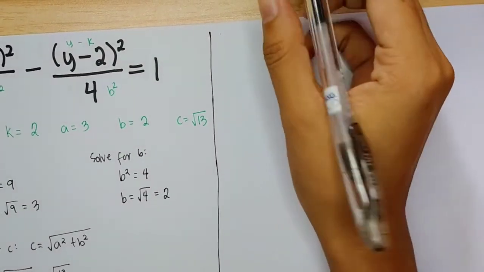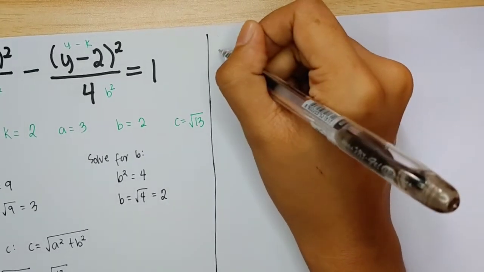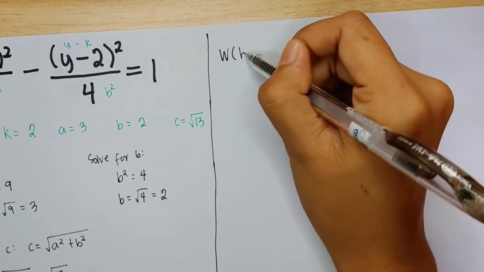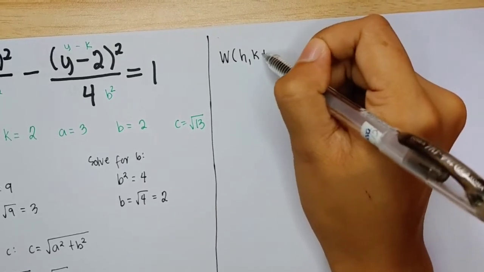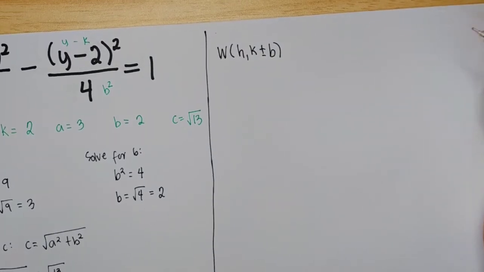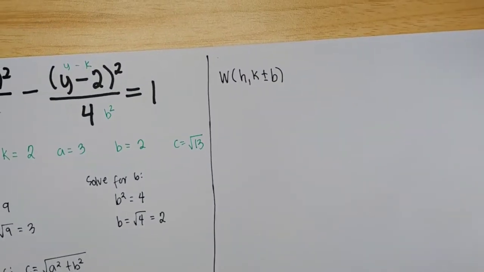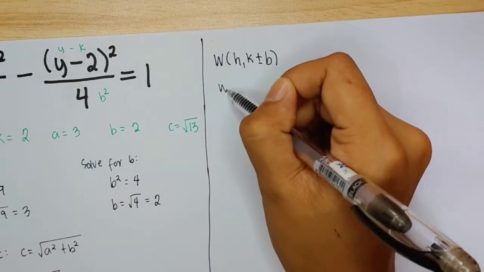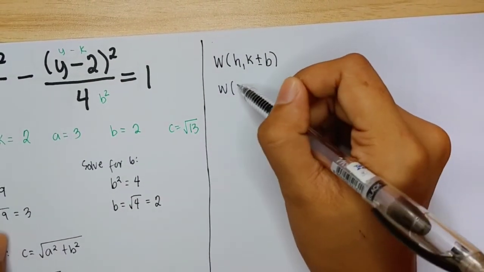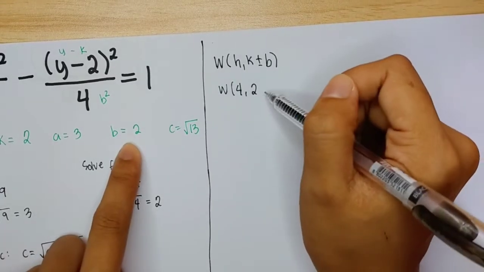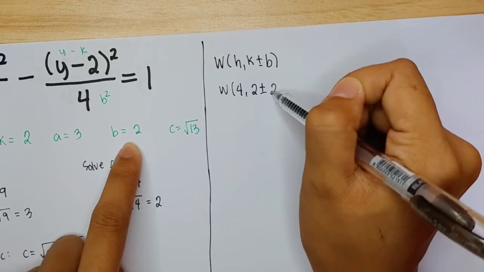Let's have our focus, your co-vertices muna. Yung co-vertices, that is (h, k plus minus b). Okay, so yan yung sa co-vertices natin. So, we have, copy natin yung h, that is, ano yung h natin? We have 4. Copy natin yung k, 2. Then, yung b natin, that is plus minus 2.